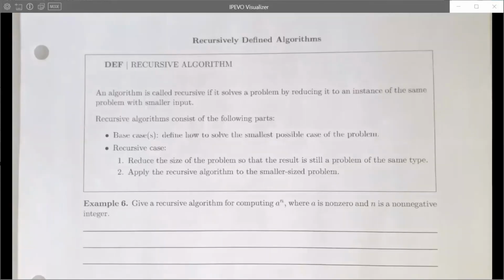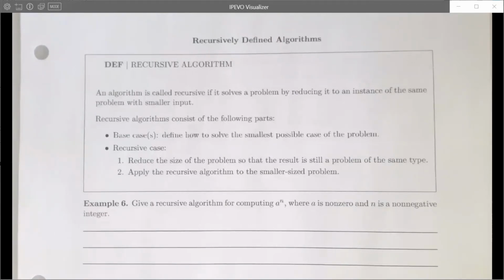Right, so the next topic is recursively defined algorithms. And basically what this means is it's just like a recursive function, except that you can give it kind of like pseudocode that we write out in preparation for something that we want to code. So an algorithm is called recursive if it solves a problem by reducing it to an instance of the same problem with smaller input. Recursive algorithms consist of the following parts.